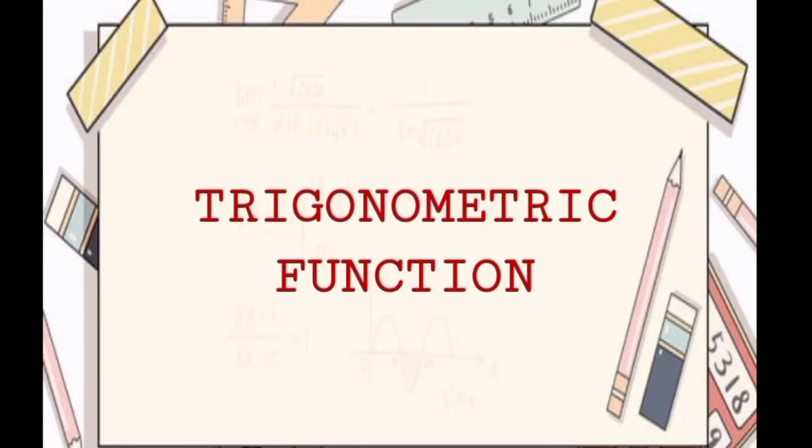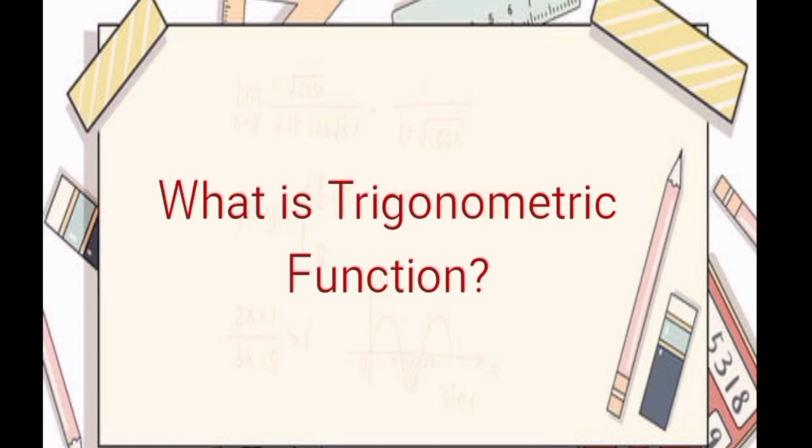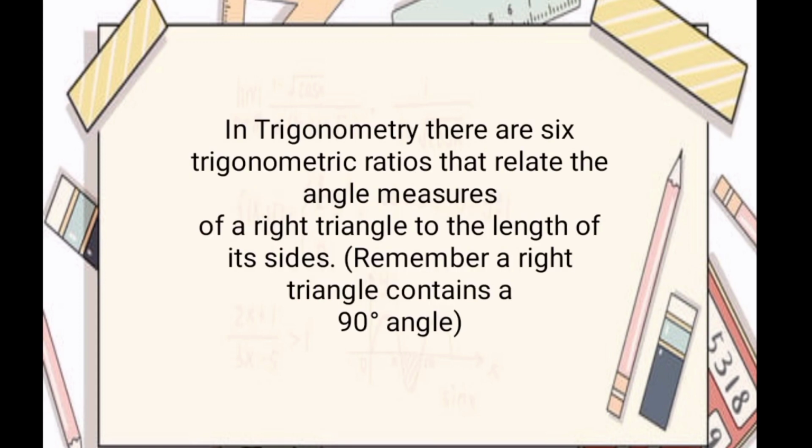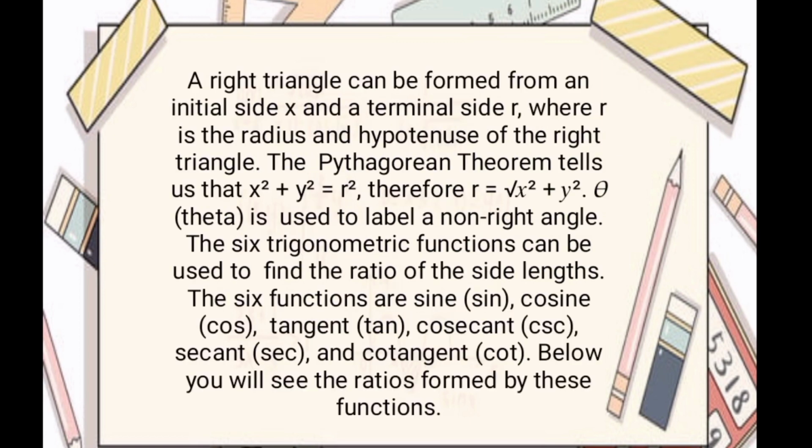Good day, everyone. Today, I will be discussing the definition of trigonometric ratio and its function. So, what is a trigonometric function? In trigonometry, there are 6 trigonometric ratios that relate the angle measures of a right triangle to the length of its side. Remember, a right triangle contains a 90-degree angle.